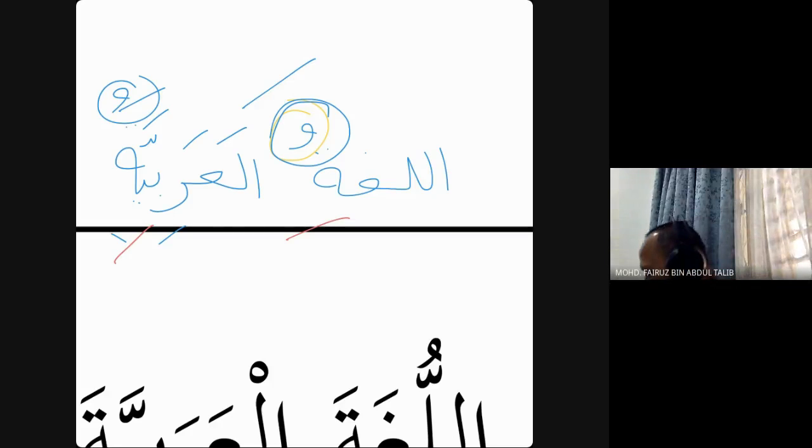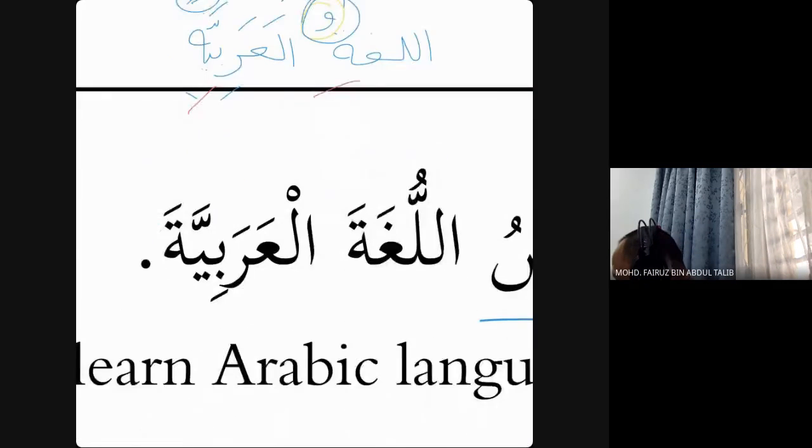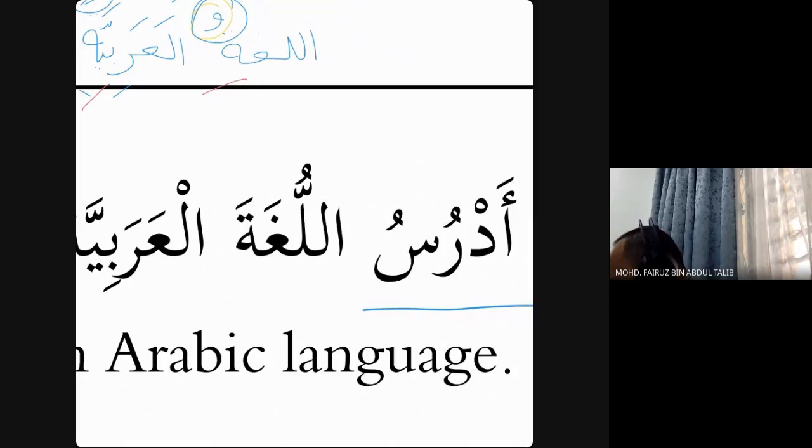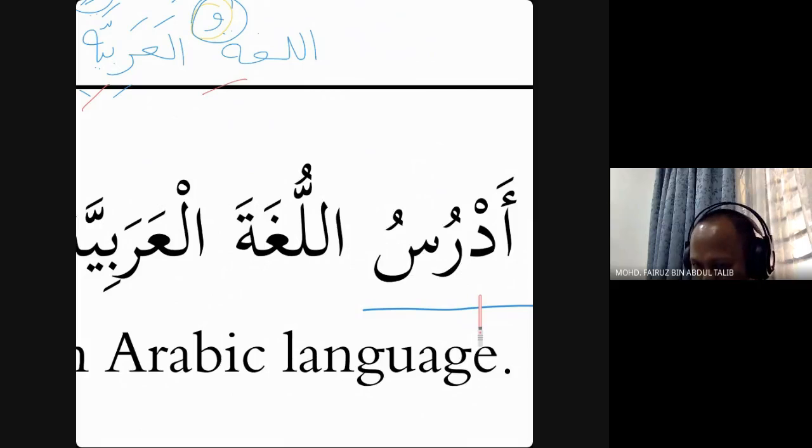To answer your question, why in this sentence is it al-lughata and not lughatu? Because here first we have a verb, adrus. Whenever you use a verb, the structure is the verb, the fi'il, and then who does that action? Who is the doer? In this case, it is ana, I. So what do you study? Adrusu al-lugha. This word in grammar becomes the object. In grammar terms, we call it maf'ul bih.